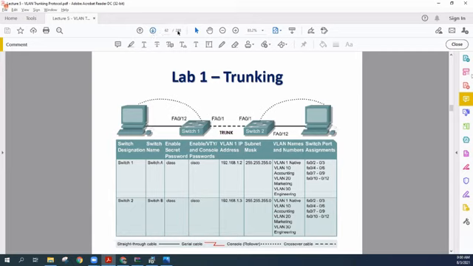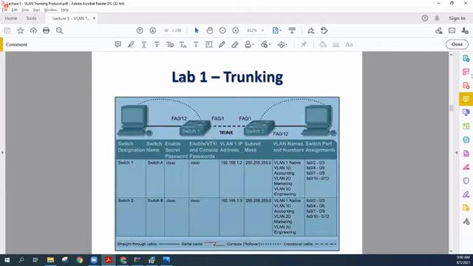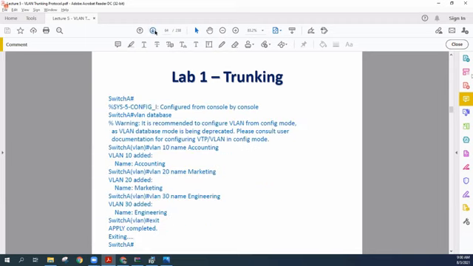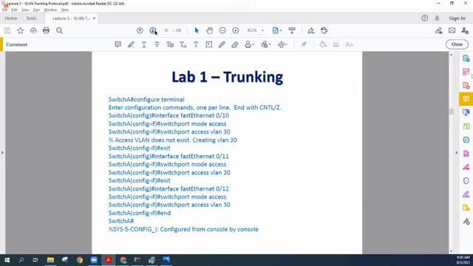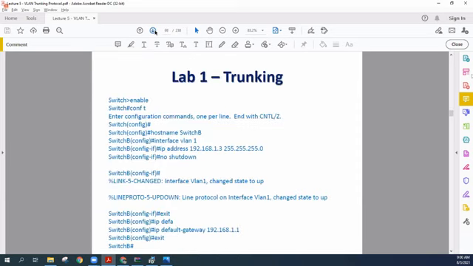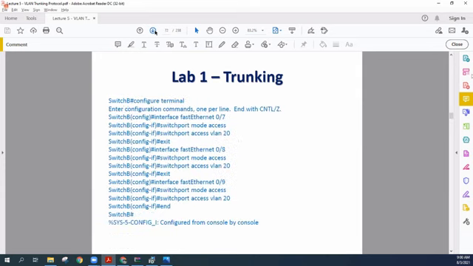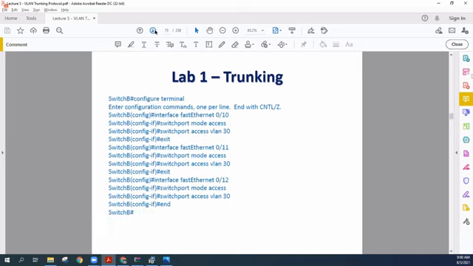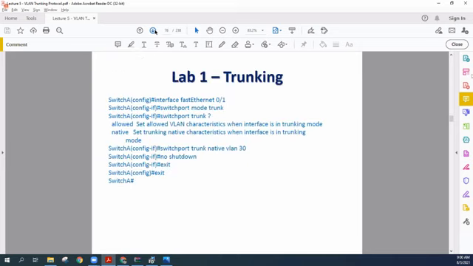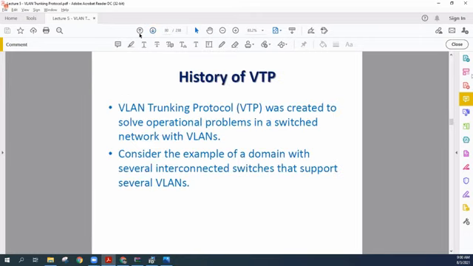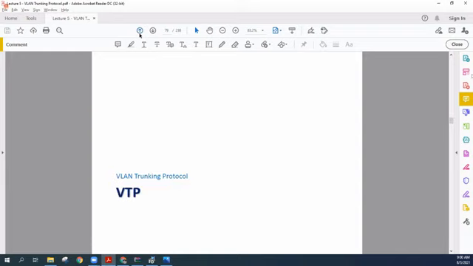Okay, my 4 VLANs are there. Ports are allocated for the different 4 VLANs. I think you guys can do this practical, no? I think I have already shared the lecture slides with you. Yes. Then up to this, I will stop for today.